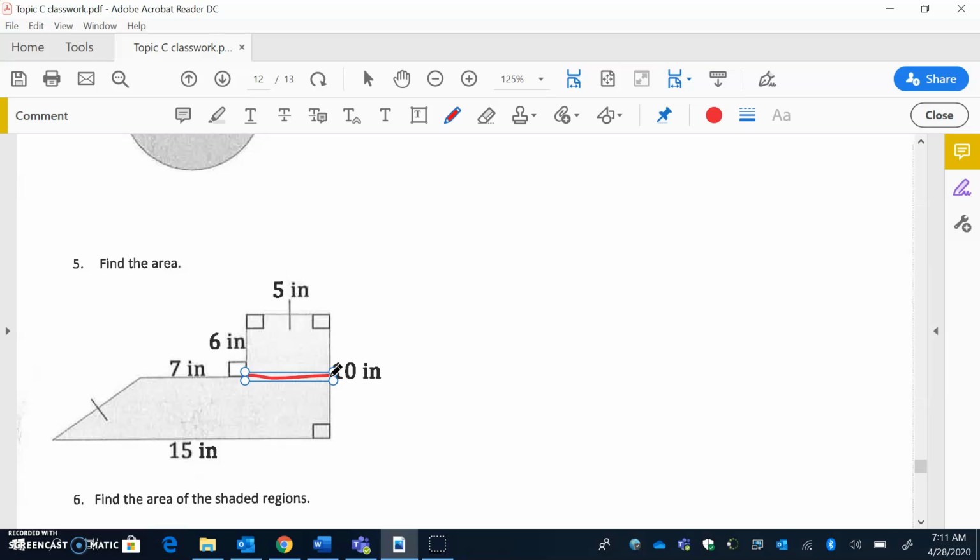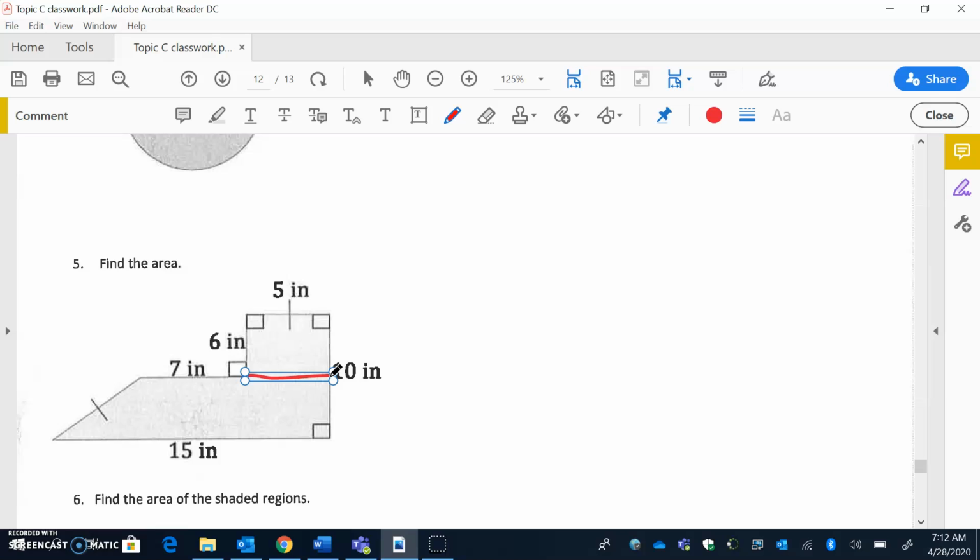If you try to chop this up into just squares and triangles and rectangles, you might really struggle with finding the missing information. Not saying you can't do it, but it's just going to make a lot more work. So I wanted to make sure I emphasized our friend, the trapezoid.